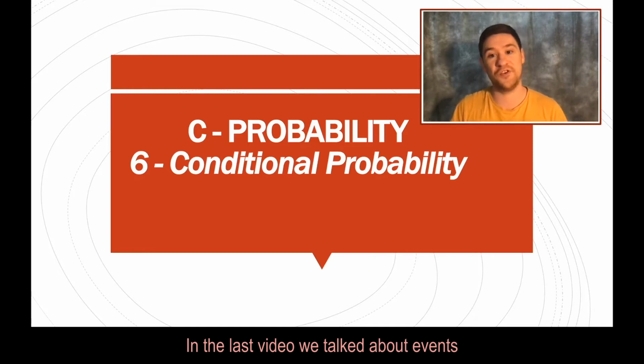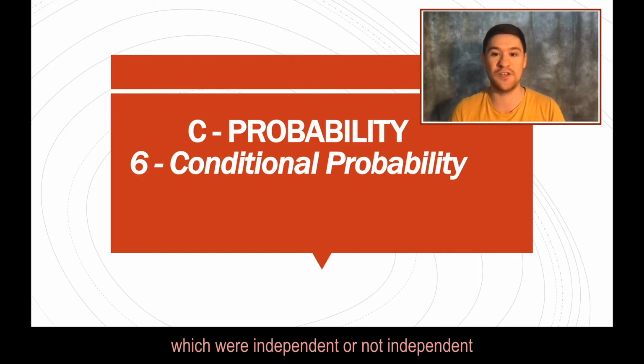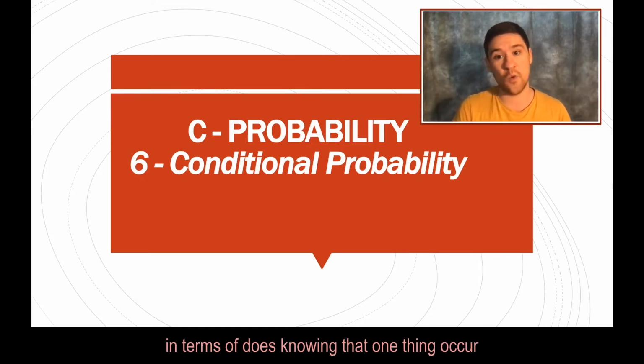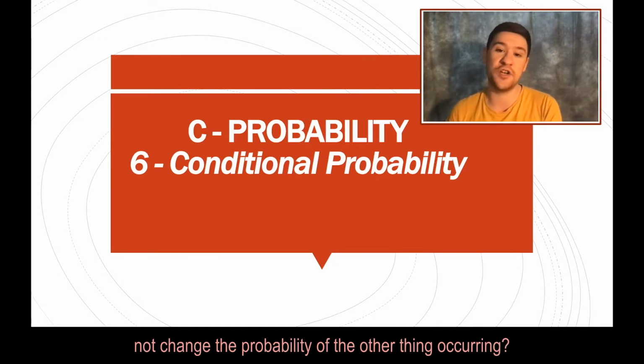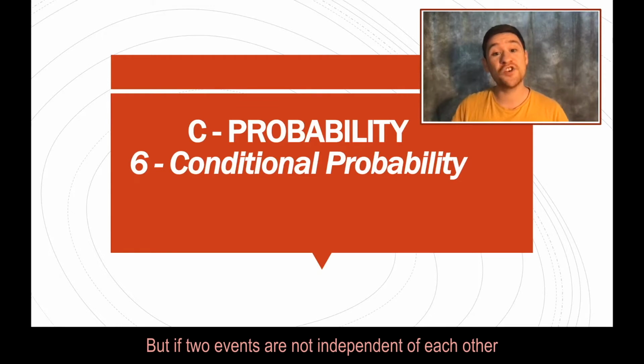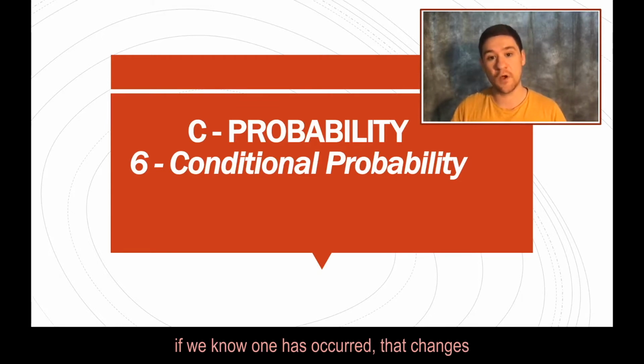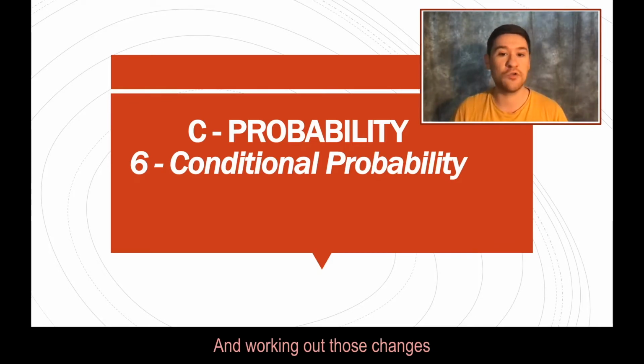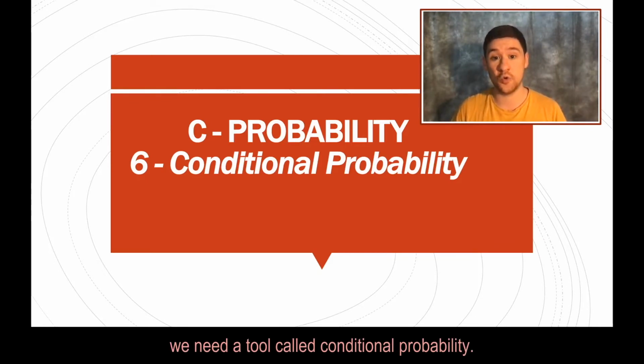In the last video, we talked about events which were independent or not independent. And we talked about that in terms of, does knowing that one thing occurred not change the probability of the other thing occurring? But if two events are not independent of each other, if we know one has occurred, that changes the probability of the other occurring. And to work out those changes, we need a tool called conditional probability.